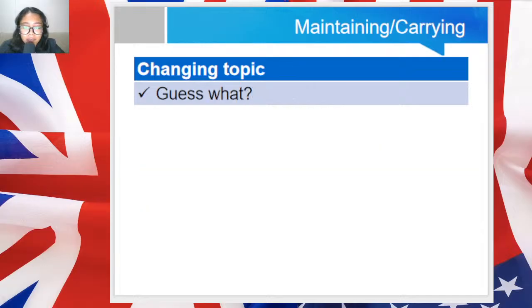And lastly, this is the last phrase for the day. Very simple: guess what? Again, guess what? This phrase is used in the same way as the phrases that we've already talked about. This is a powerful way to get a conversation started in a new direction.